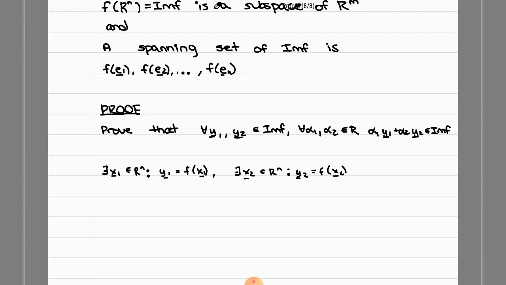So since we know that the function is linear, we know that it satisfies the homogeneity and additivity properties, which also means that we can essentially take out any constants, any alphas, and also separate sums. So if we take f of alpha 1 x1 plus alpha 2 x2, we can separate the sum, and then we can take out the coefficients, the alphas. So we can rewrite this as alpha 1 f(x1) plus alpha 2 f(x2).